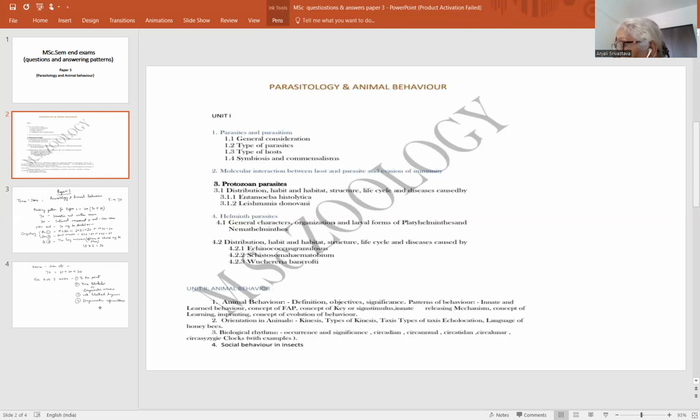Then in the short questions in this chapter, in this subtopic, is the evasion of immunity. Then the molecular interaction between host and parasite itself may be a very important topic of short question. Evasion of immunity एक short question आ सकता है. Molecular interaction between host and parasite पे एक short question आ सकता है. With examples आ सकता है.